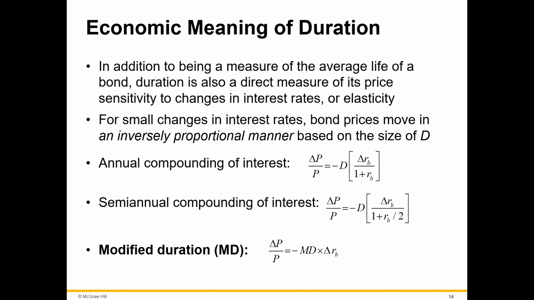As we mentioned earlier, with small changes you get a more accurate resulting calculation. Here, they're saying small changes are going to have a small change in price. But the inverse part is, remember, when interest rates go up in the market, the price goes down. When the interest rates in the market go down, bond prices go up. So that's the inverse proportionality they're talking about. And here are the formulas.